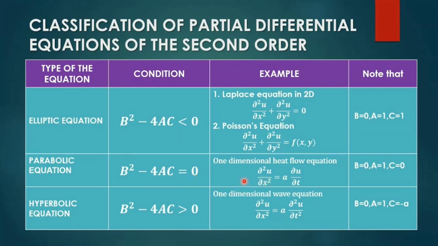In this video we are going to solve this equation only. And there is another type, the hyperbolic equation. For example, the one-dimensional wave equation. Here you are having two second order derivatives: dou square u by dou x square is equal to a into dou square u by dou t square.